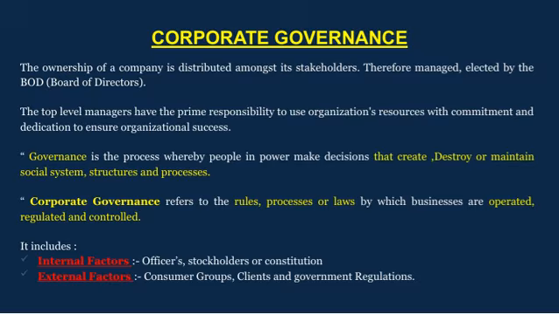Corporate governance involves both internal and external factors. Internally, it includes elements like officers, stockholders, or the company's constitution, those within the organization who influence how it's managed. Externally, factors such as consumer groups, clients, and government regulations also play a critical role, shaping how a company behaves and maintains compliance. In essence, good corporate governance aligns the interests of all stakeholders, promotes transparency, and fosters trust. It's fundamental to sustainable success and responsible business practices.